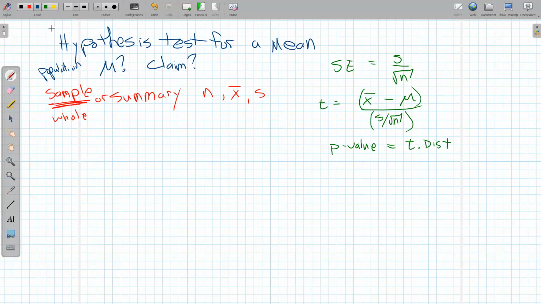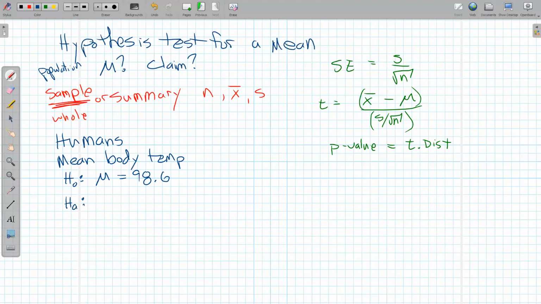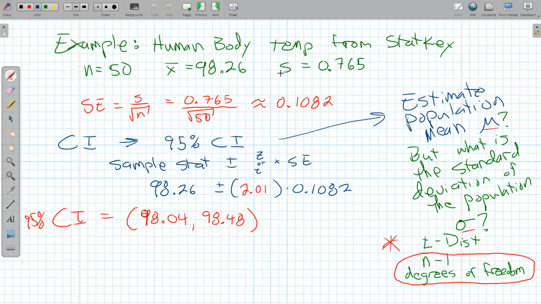So our situation here is human body temperature. Humans would be our population. Our parameter is mean body temp. The claim for the null hypothesis would be that it is 98.6. The alternative here could be that it's not, that it's greater than, or that it's less than. Based on my calculations for the confidence interval, my sample statistic was less, and the upper end of my confidence interval was less. So I'm going to say, hey, I think it's less.